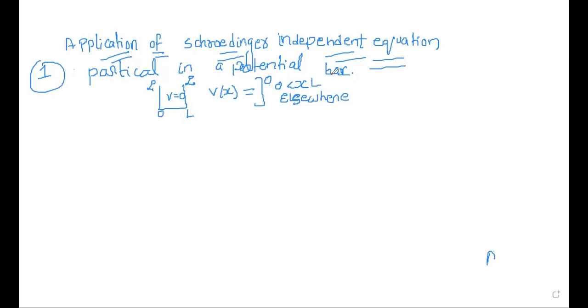Now, what do we want to do with this application? We need to calculate the value of the energy, E. As we said, the Schrodinger equations give us information regarding the energy of the system or of the particle. In the same way, here we need to find the energy of the particle, and in a later section we also calculate the wave function of this particle mathematically.